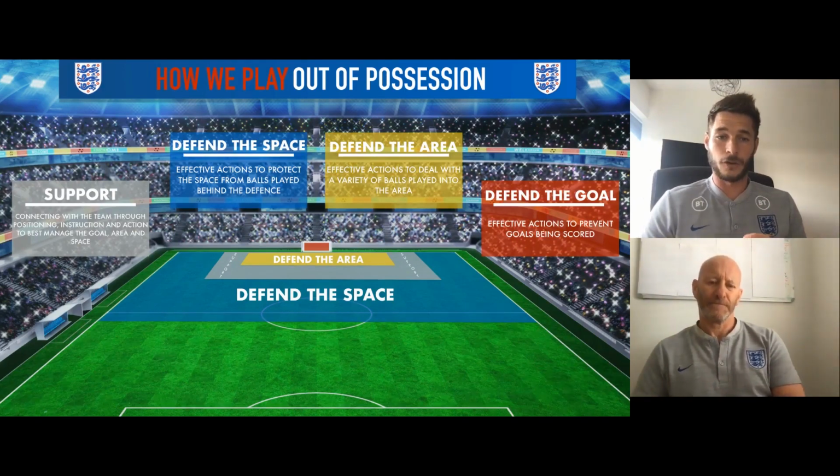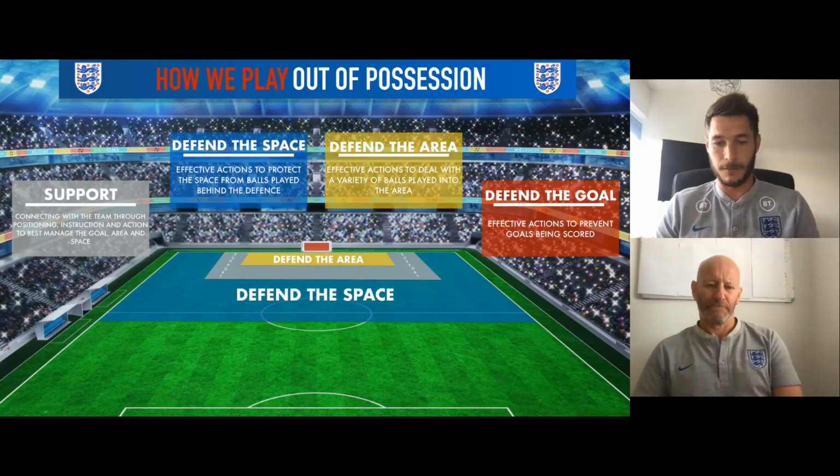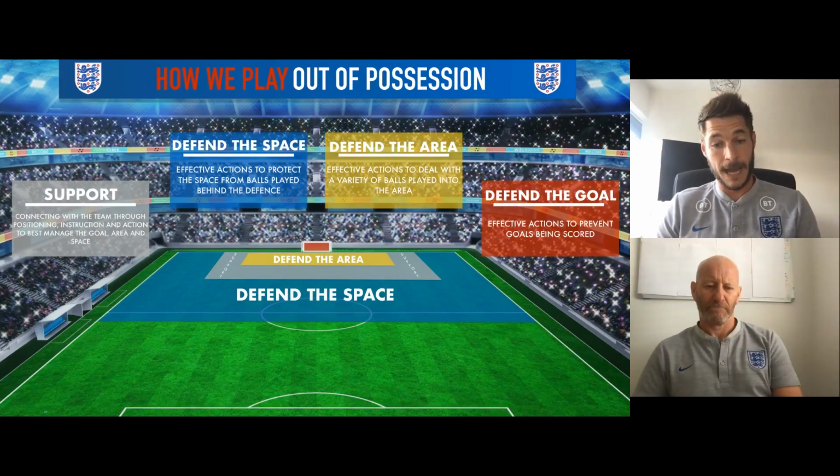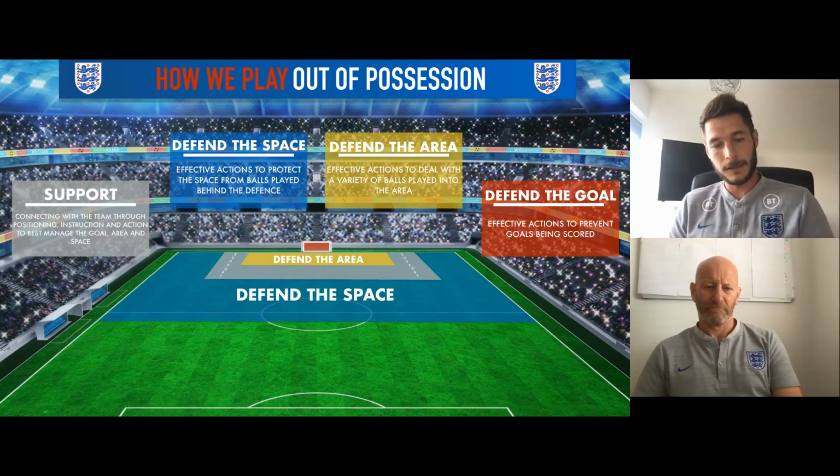But also, it's not just from a high press point of view. Defend the space can be when you're in a bit of a low block, Mick, and when the ball's just played short in behind the defence, might be sweeping it up there or coming to claim and smother the ball. That's also classed as defending the space.